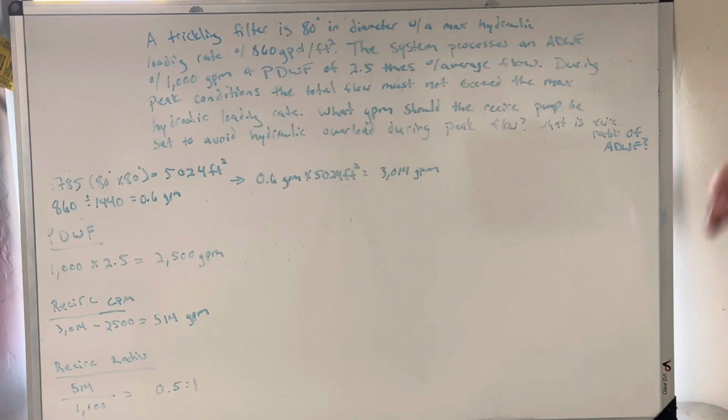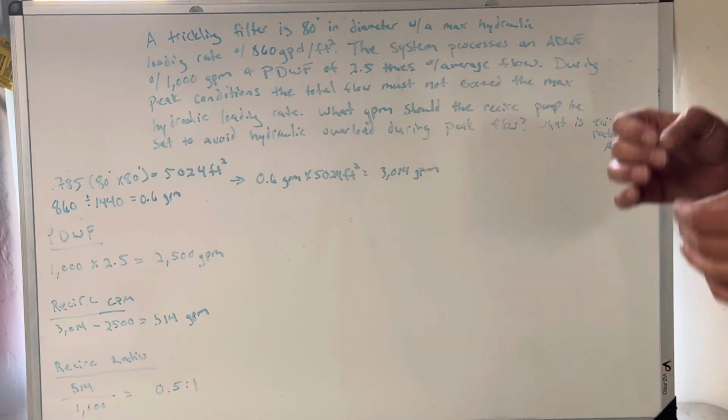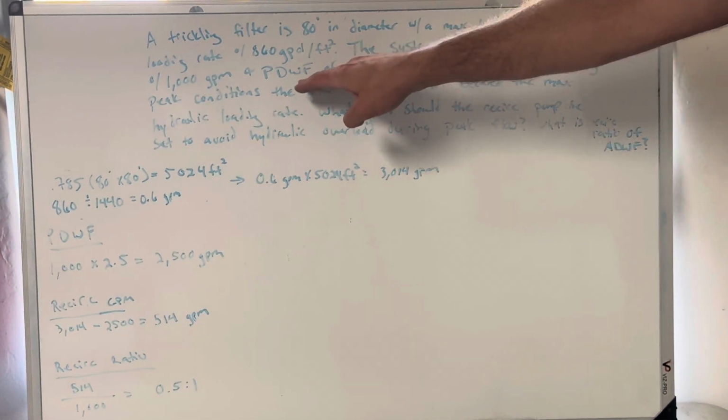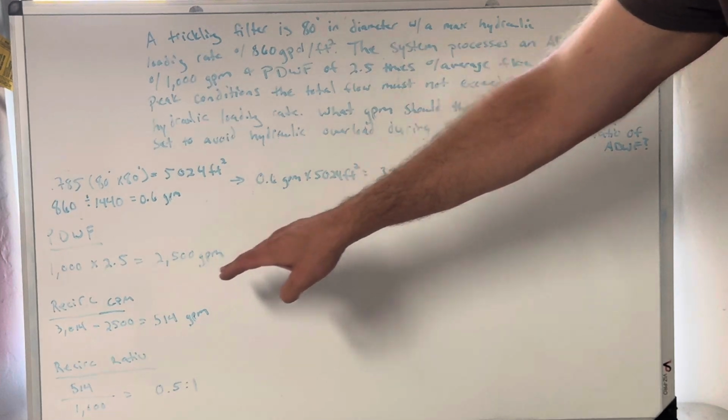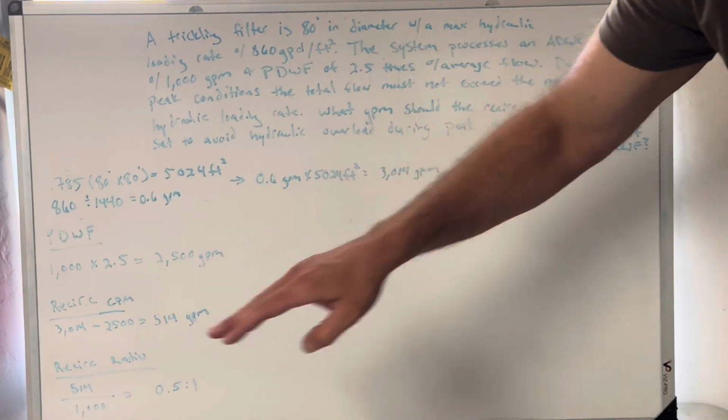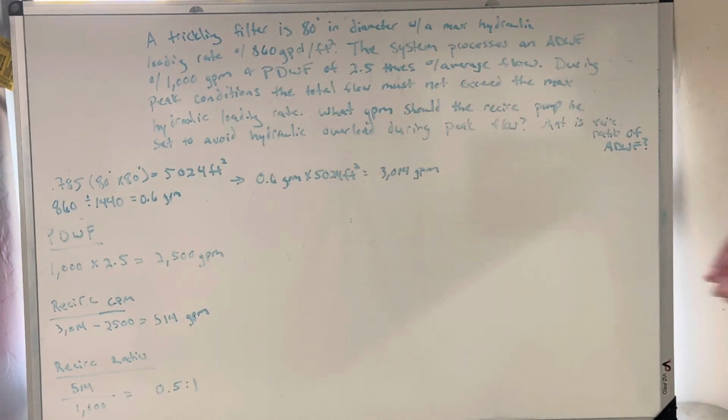Therefore, ensuring that my trickling filter will never be hydraulically overloaded because my peak dry weather flow is 2,500 gallons per minute. My recirculation pump is 514 gallons per minute, and that means it's impossible for me to exceed the 3,014 gallons per minute outside some cataclysmic event.